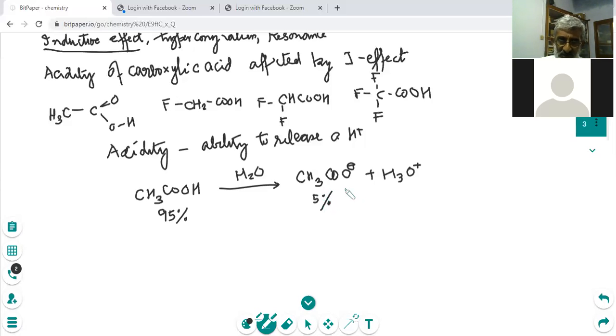Now, in this acid-base reaction, the criteria for acidity are two. One, the ability to release a proton.